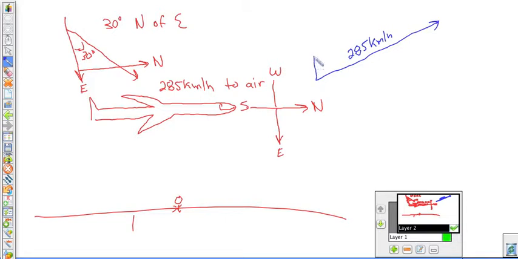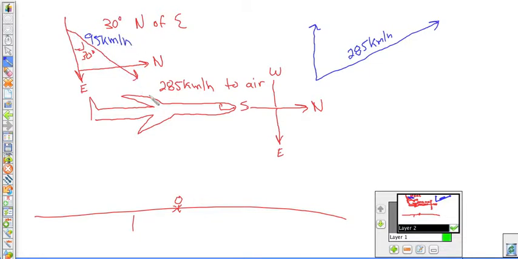So this is my vector to the west, and it needs to have this vector to the west to cancel out this vector to the east. So let's go ahead and solve for this vector to the east. I told you that this was 95 kilometers per hour.